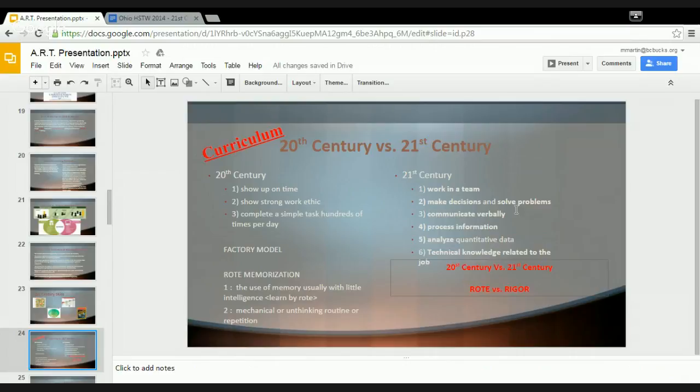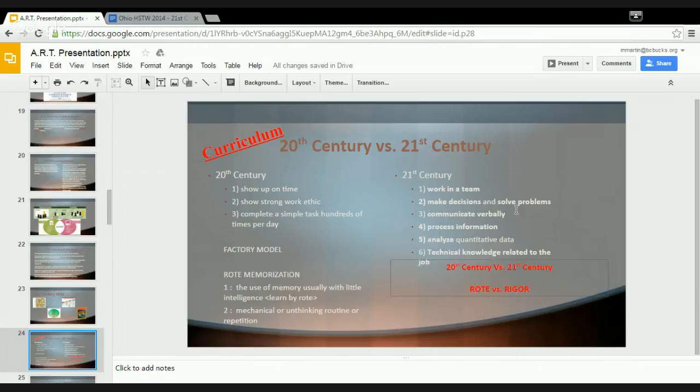And below that, I have rote memorization. They wanted people to just simply memorize actions, memorize facts, whatever it may be. They wanted rote memorization. And here's what rote memorization is, by definition: the use of memory, usually with little intelligence, or mechanical or unthinking routine or repetition, because that's what the economy called for in the 20th century.